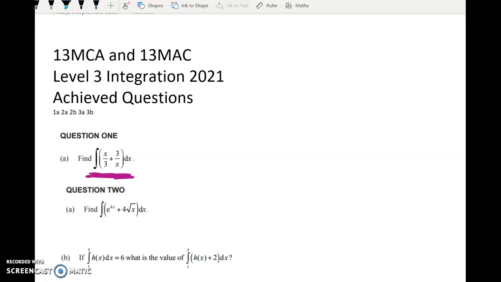So we have to find the integral of x over 3 plus 3 over x. So I'm going to write that first of all in this form: 1/3 of x plus 3 over x dx. Now you don't have to do that, but if you're still working at achieved level, sometimes these fractions can give you a bit of trouble.